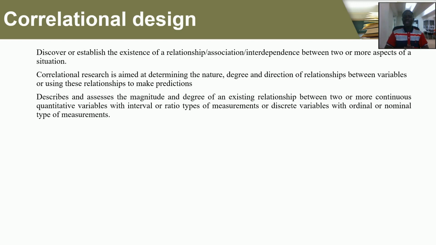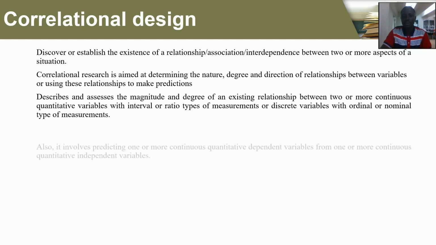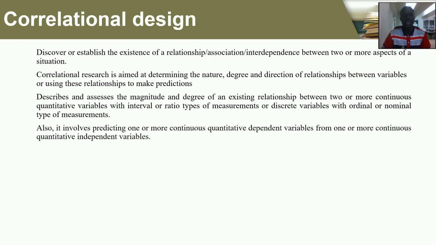It describes and assesses the magnitude and the degree of an existing relationship between two or more continuous or quantitative variables with interval or ratio types of measurement, or discrete variables with ordinal or nominal type of measurement. It also involves predicting one or more continuous quantitative dependent variables from one or more continuous quantitative variables.